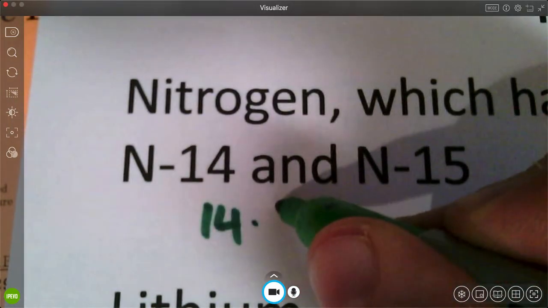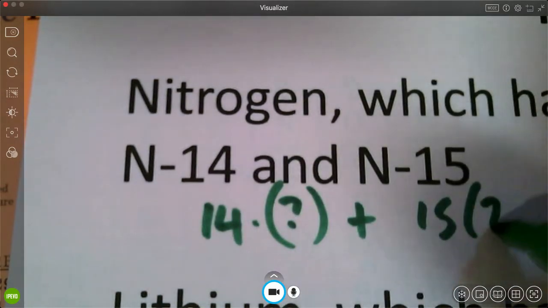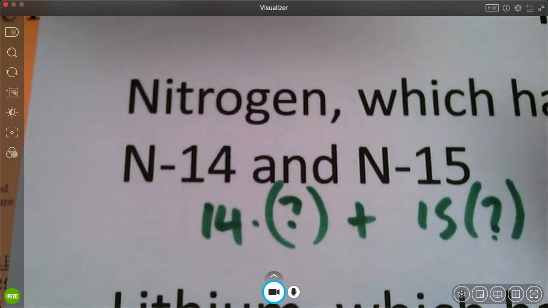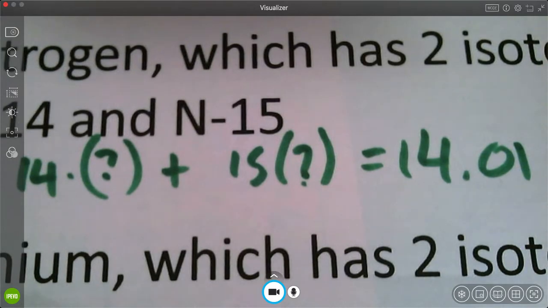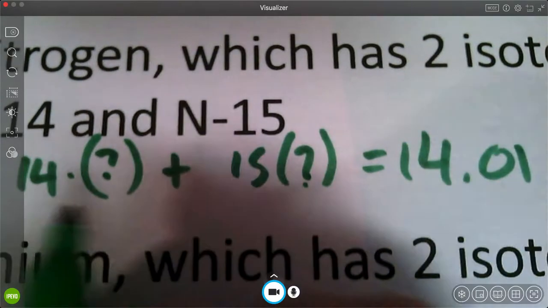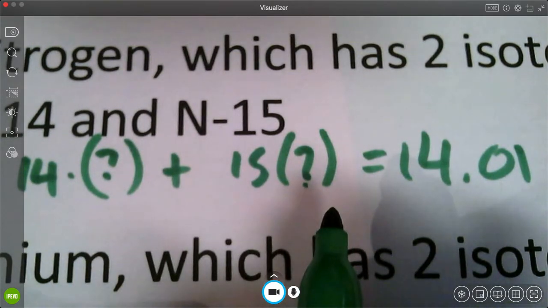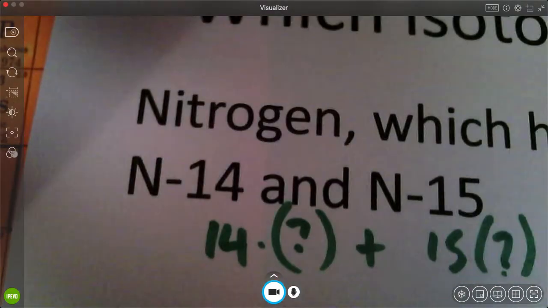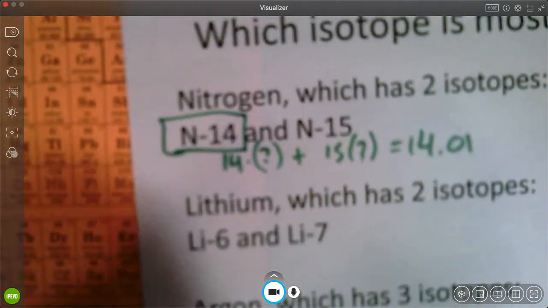14 times some percentage plus 15 times some percentage equals 14.01, okay? So if that's sort of my math problem here, which one do I have more of, the 14 or the 15? Well, it's so close to the 14, you can see that I probably have like 99% of the N14 and only like 1% of the N15. All right? I was asking which one do I have more of here. I would have more of the N14 in that sample.